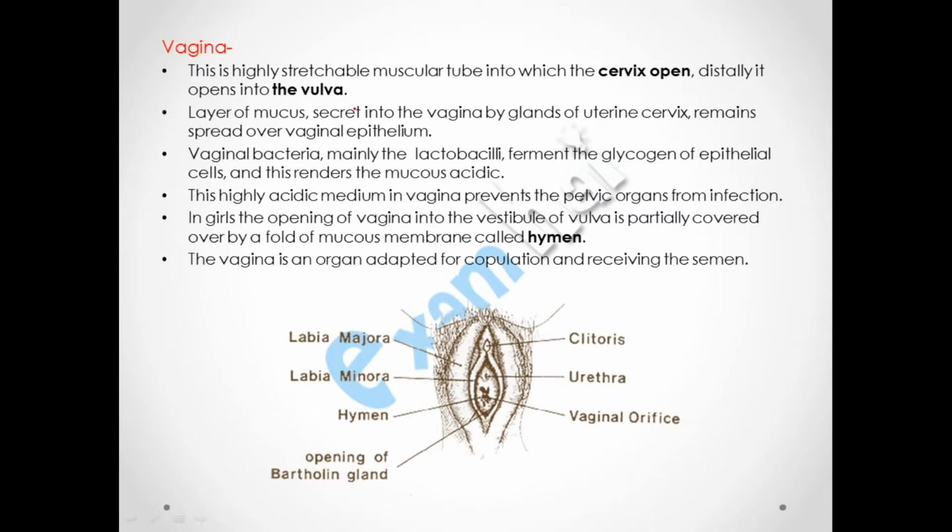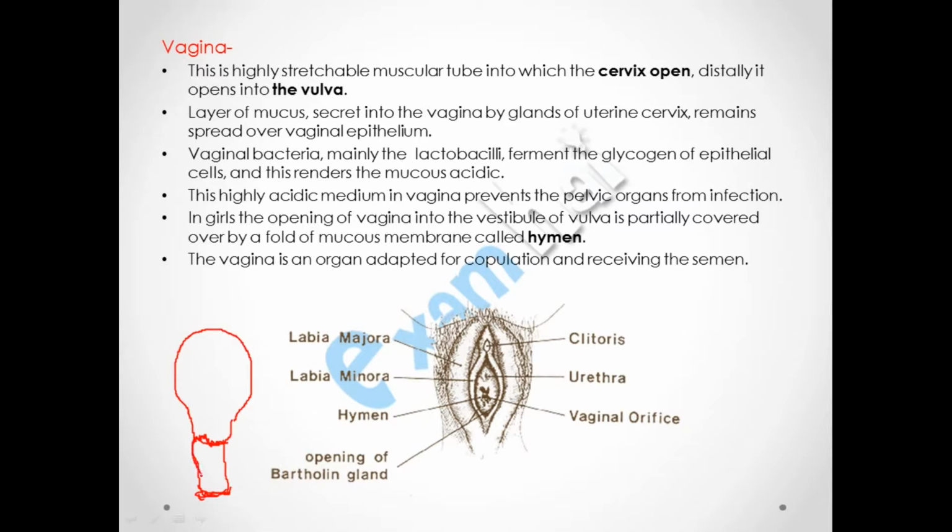So the next is the vagina. As I have told, this is the uterus, which is a pear-like structure. The uterus opens into the cervix, the cervix opens into the vagina, and the vagina opens into the vulva. So the lower part of the vagina is the vulva, and the upper part of the vagina is the cervix.